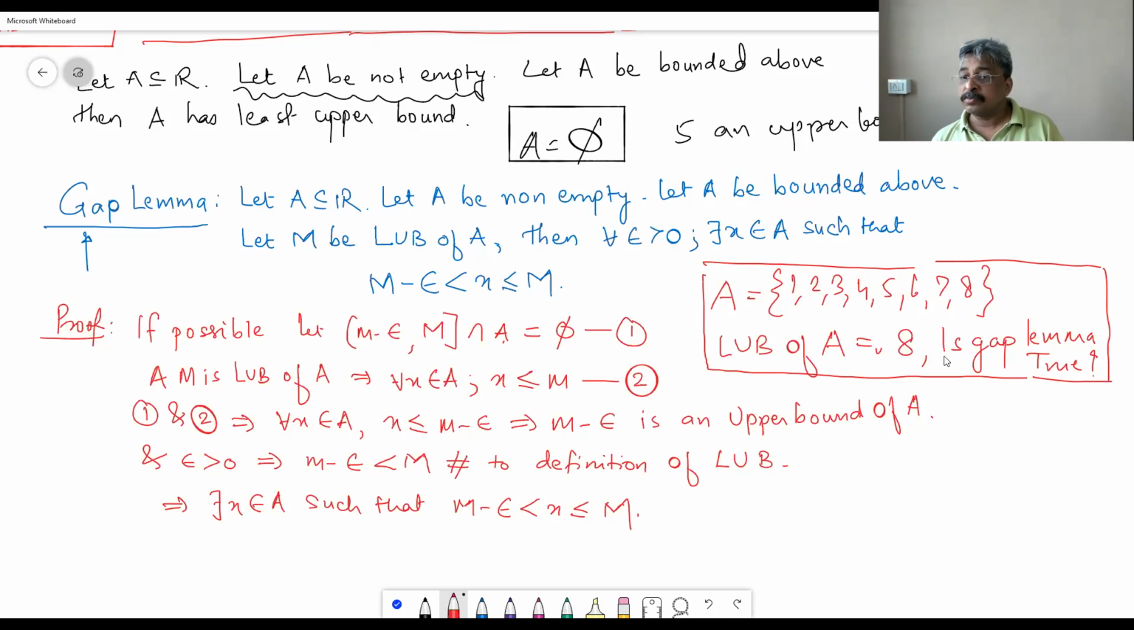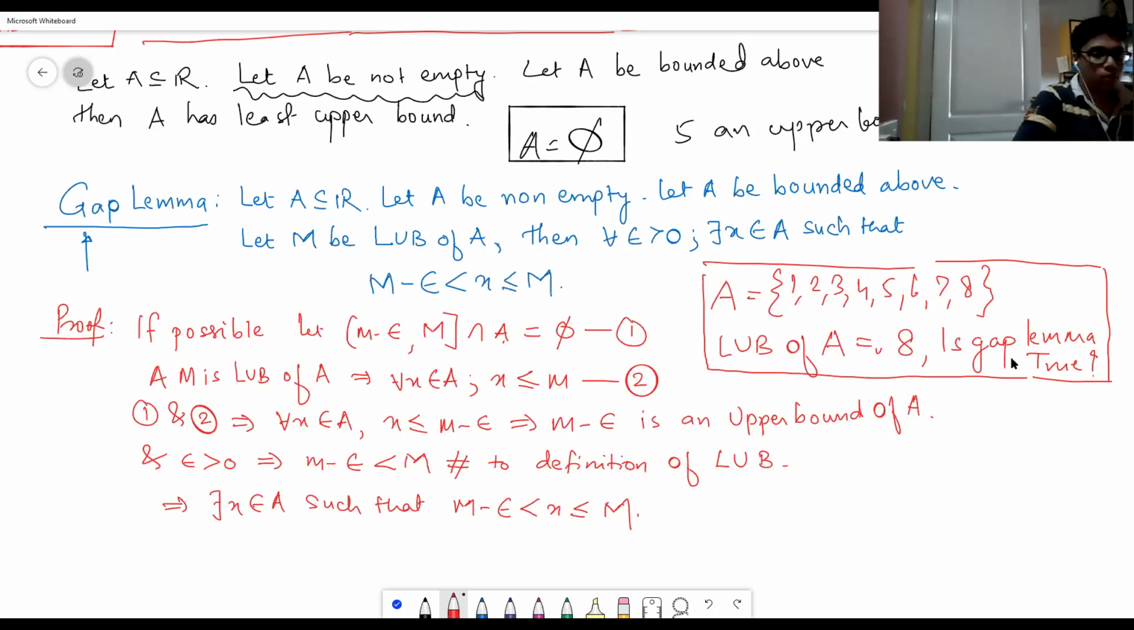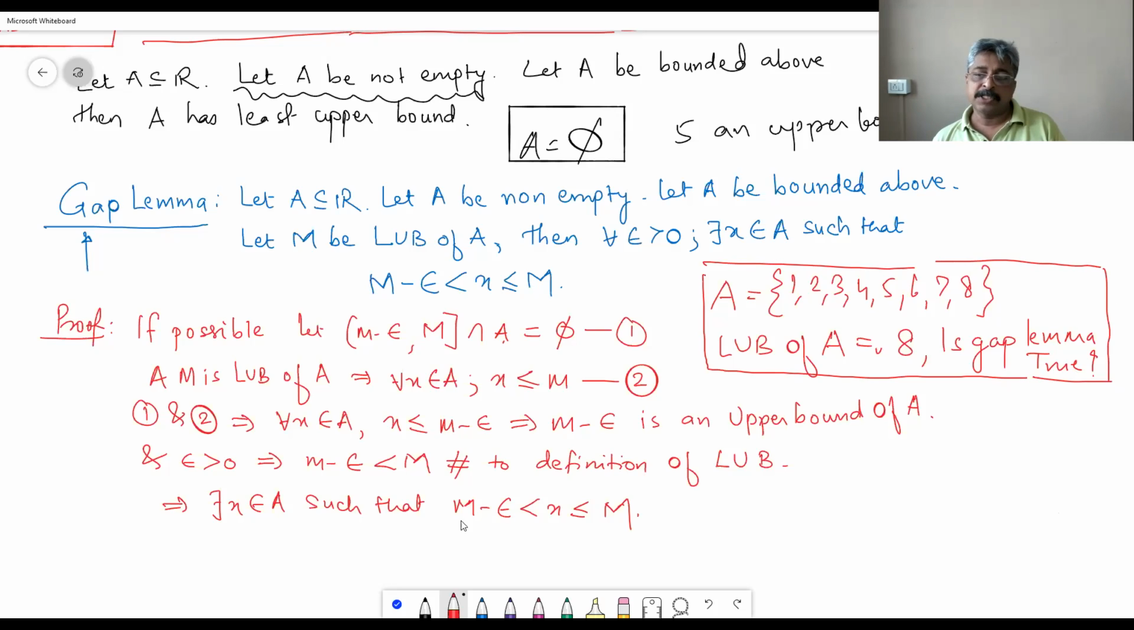Yes, it is working. Suppose you take epsilon is equal to 0.5. So what is m minus epsilon? That is 7.5. Is there a member of set A between 7.5 and 8? Yes, that is why this equality is important. This equality is important because now the gap lemma is true because of 8.